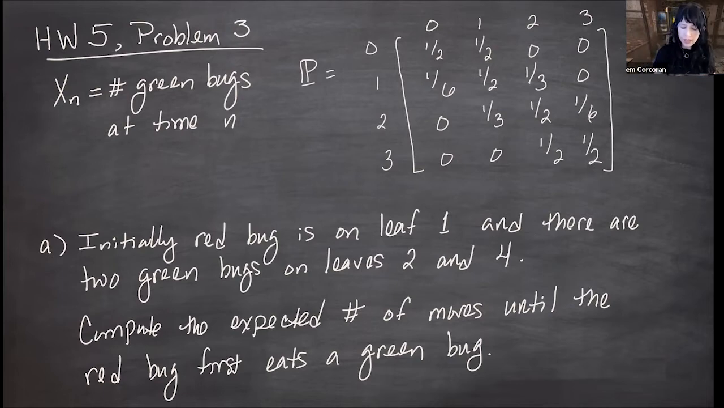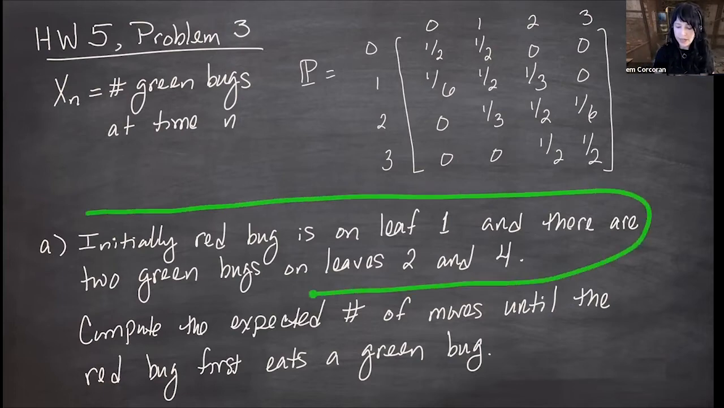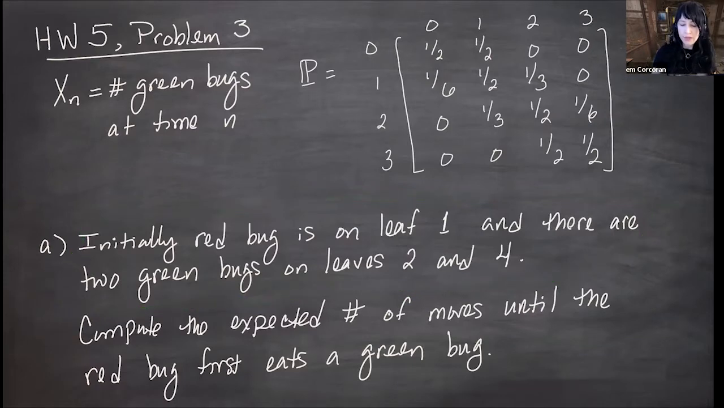Another thing was in this statement in part A, it says initially a red bug is on leaf 1 and there are 2 green bugs on leaves 2 and 4. So the leaves totally do not matter. The location does not matter. So really it could have said initially there's 1 red bug and there are 2 green bugs. I put that there on purpose. I want you to recognize when something doesn't matter, but then I felt bad about it.